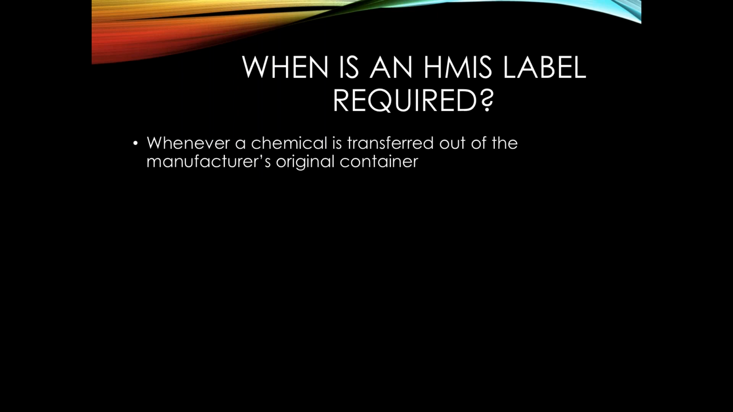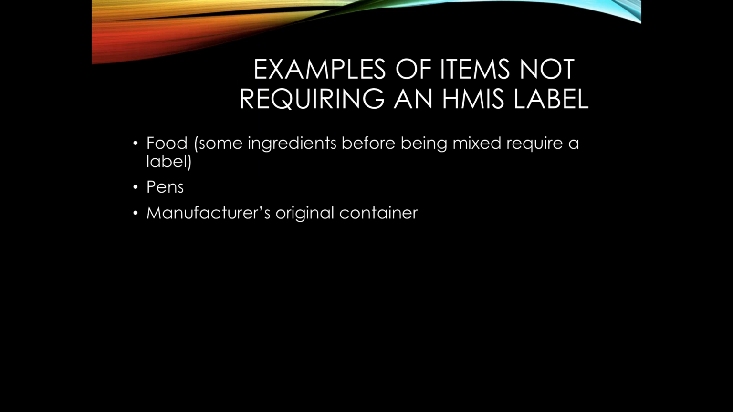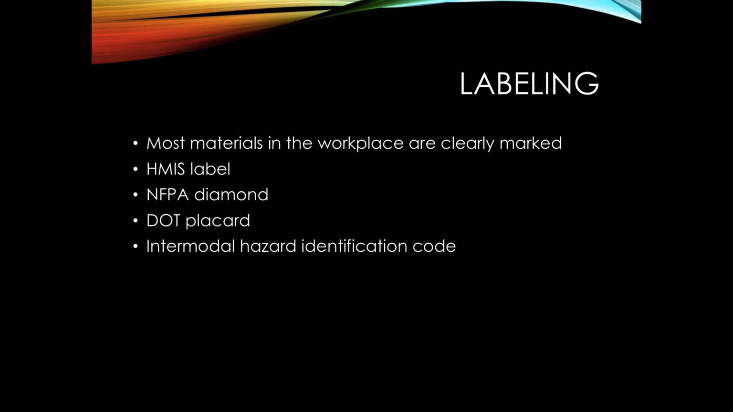When is the label required? Whenever the chemical is transferred out of the manufacturer's original container. Some examples where it's not required would be things like labeled pens, food, and things like that. As far as labeling goes, there are different types. Most materials in the workplace should be clearly marked. There's an HMIS label, an NFPA diamond, which is NFPA 704, and a DOT placard. And there are what they call intermodal hazard identification codes.